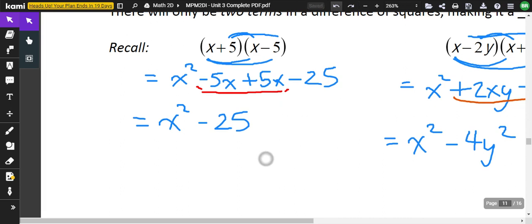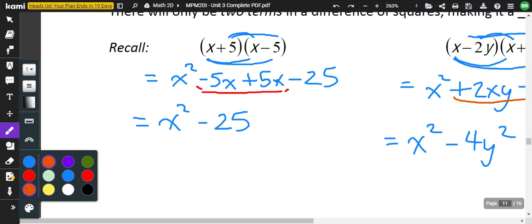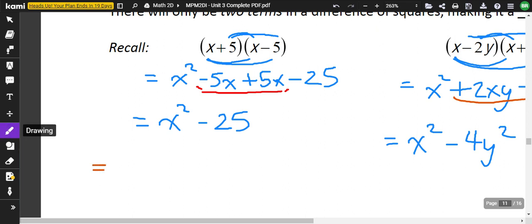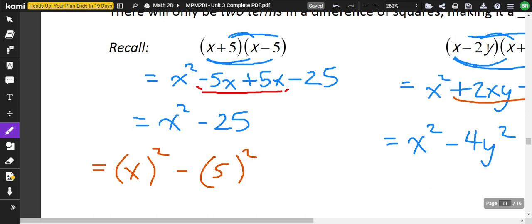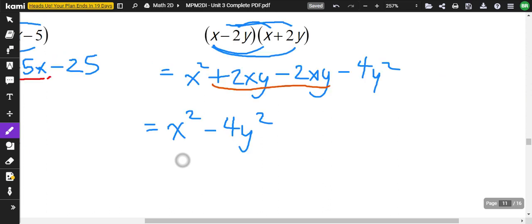in the first one, what we're noticing is that this x squared is really just the first term in each bracket squared. And then we have minus, and that 25 is really just the last term in each bracket squared. Huh, neat. Is that true over here too? X squared is really, yeah, look at that. There's an x in the front of each bracket, and that's squared.